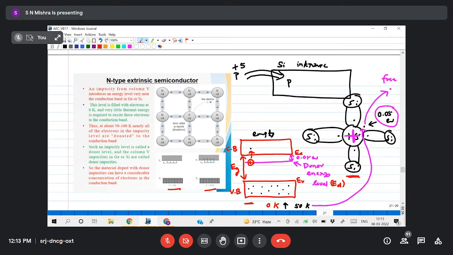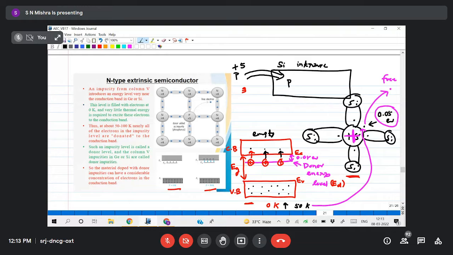Suppose 5 or 3 phosphorus atoms I have added. Now tell me how many electrons will generate and how many positive ions will generate? 3. 3 positive ions and 3 electrons. Like this.